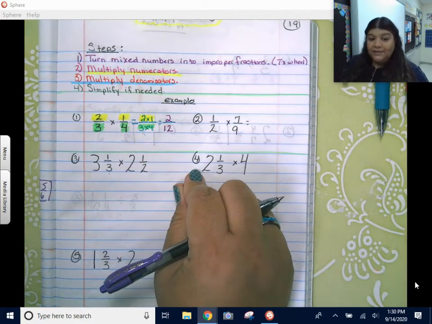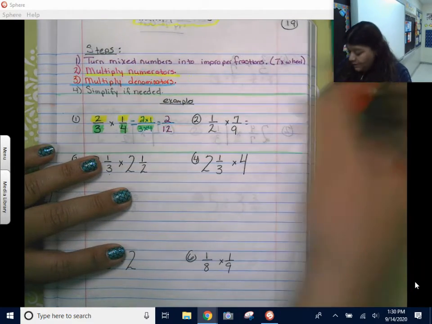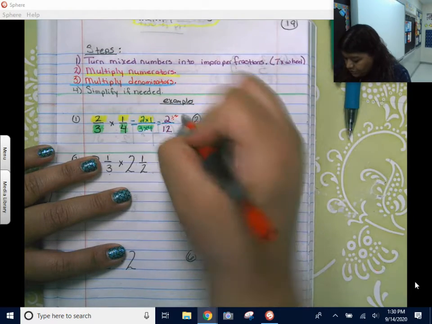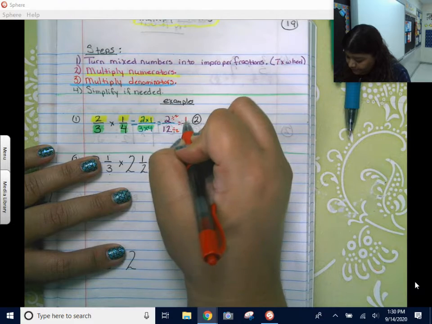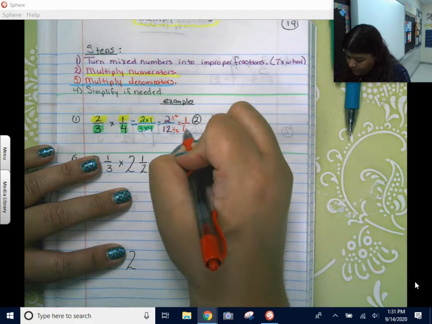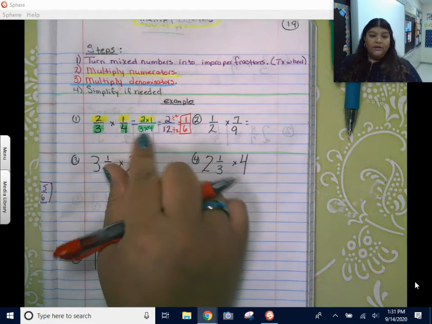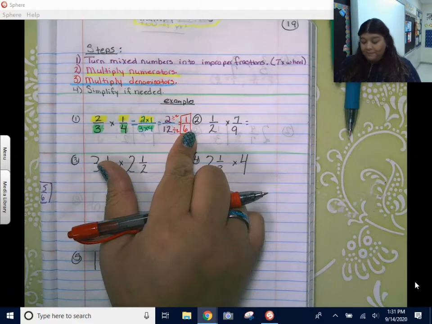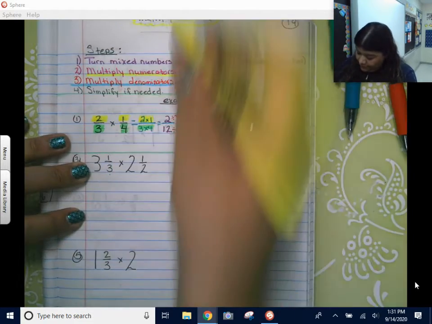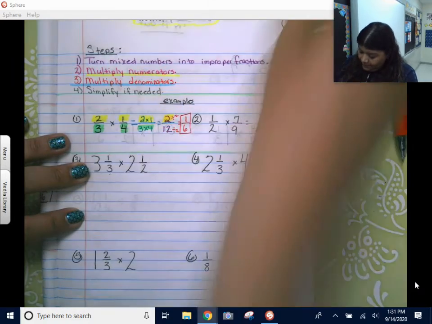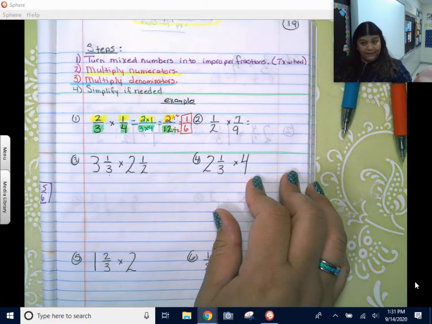And ask yourself, can I simplify 2/12ths? Definitely. Okay, they're both even numbers, so I can always start off by dividing both of them by 2. Remember, they have to be divided by the same number. 2 divided by 2 is 1. 12 divided by 2 is 6. So 2/3 times 1/4 is 1/6. So again, numerator times numerator gives you your answer here. Denominator times denominator gives you your answer there. And then simplify at the end if you need to.